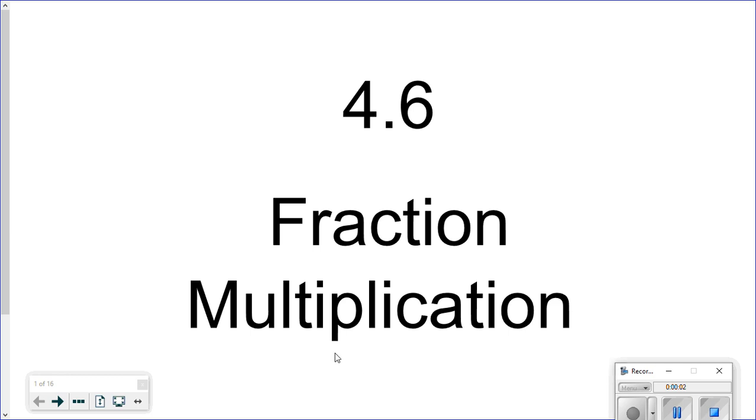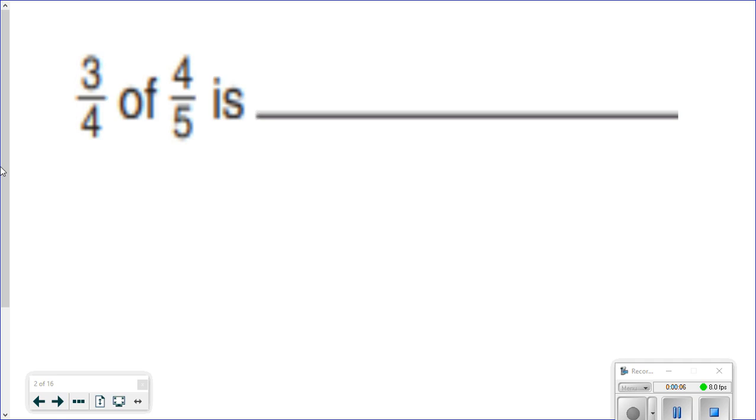Hello, sixth graders. Today we are multiplying fractions. Watch closely with this. The best part about multiplying fractions is you don't have to find common denominators. You do have to do some reducing, but we don't have to find common denominators.